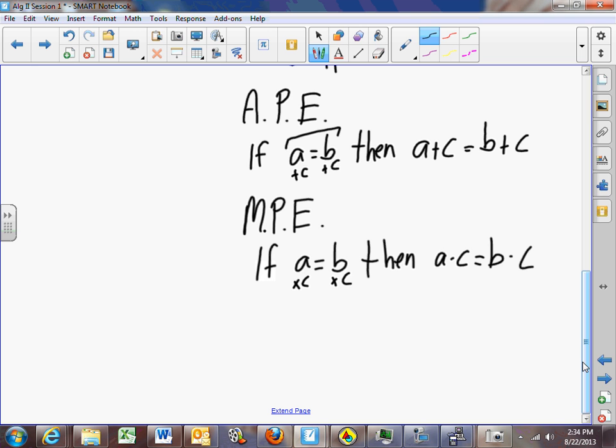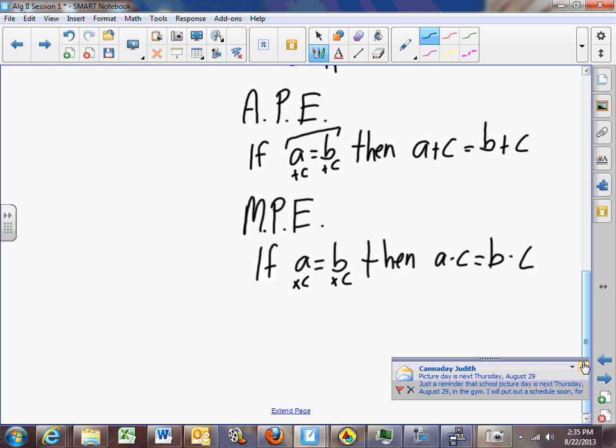Now, since subtraction is just adding the inverse, if we added the opposite of C to both sides of A is equal to B, we'd get A minus C is equal to B minus C. So the addition property of equality will really let us also subtract the same thing from both sides of an equation.